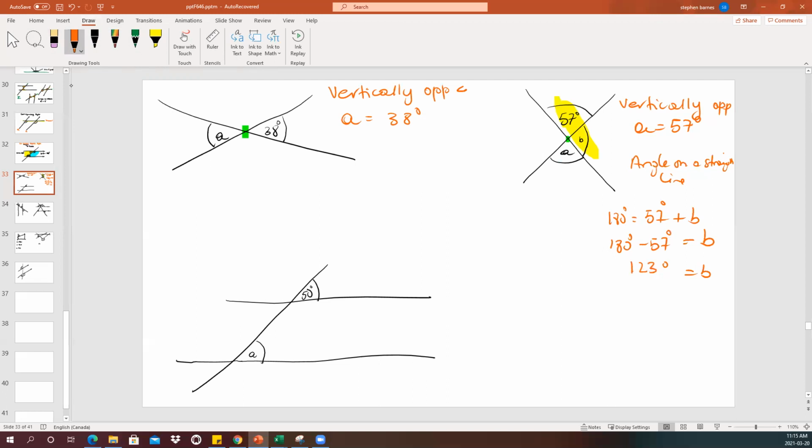All right. So that is one way of working it. Another way, which is basically the same type of way, is to use this angle on a straight line right here to say A plus B is an angle on a straight line. We found A to be equal to 57 degrees, and so the same working out would apply. I'm just showing you.